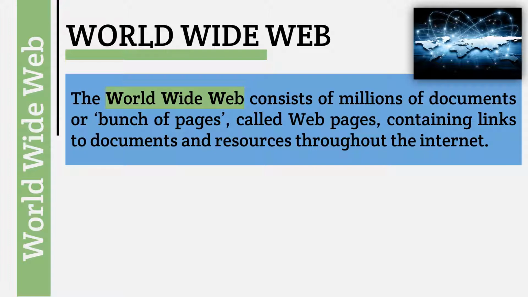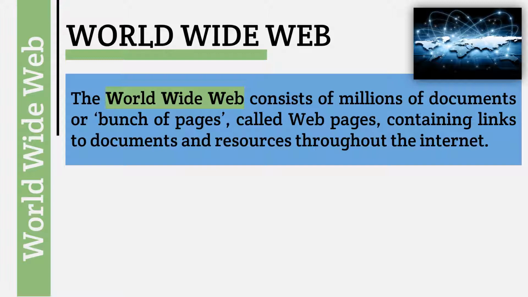World Wide Web. We all know about this term. We daily use this term, right? We write it as www. What is World Wide Web? This World Wide Web consists of millions and millions of documents or bunch of pages. These are called web pages because these are available on web or internet. The collection of all the web pages all over the world becomes World Wide Web.